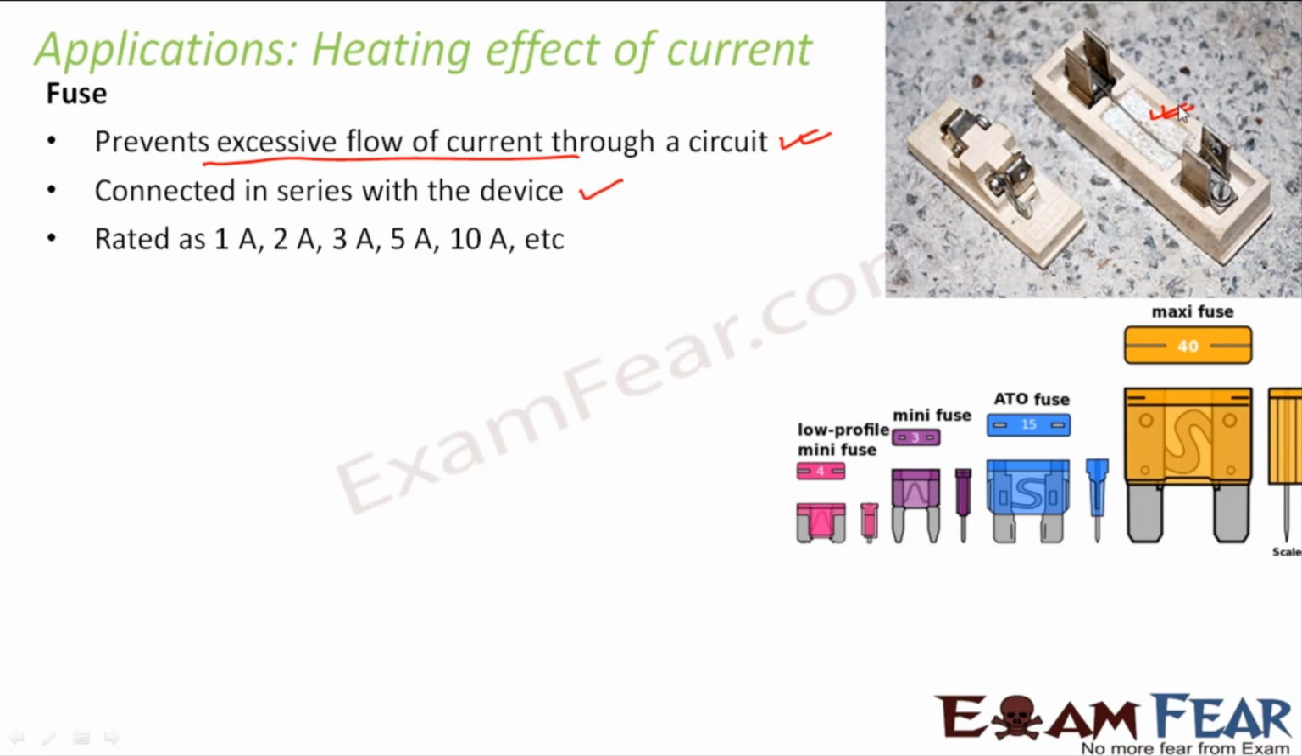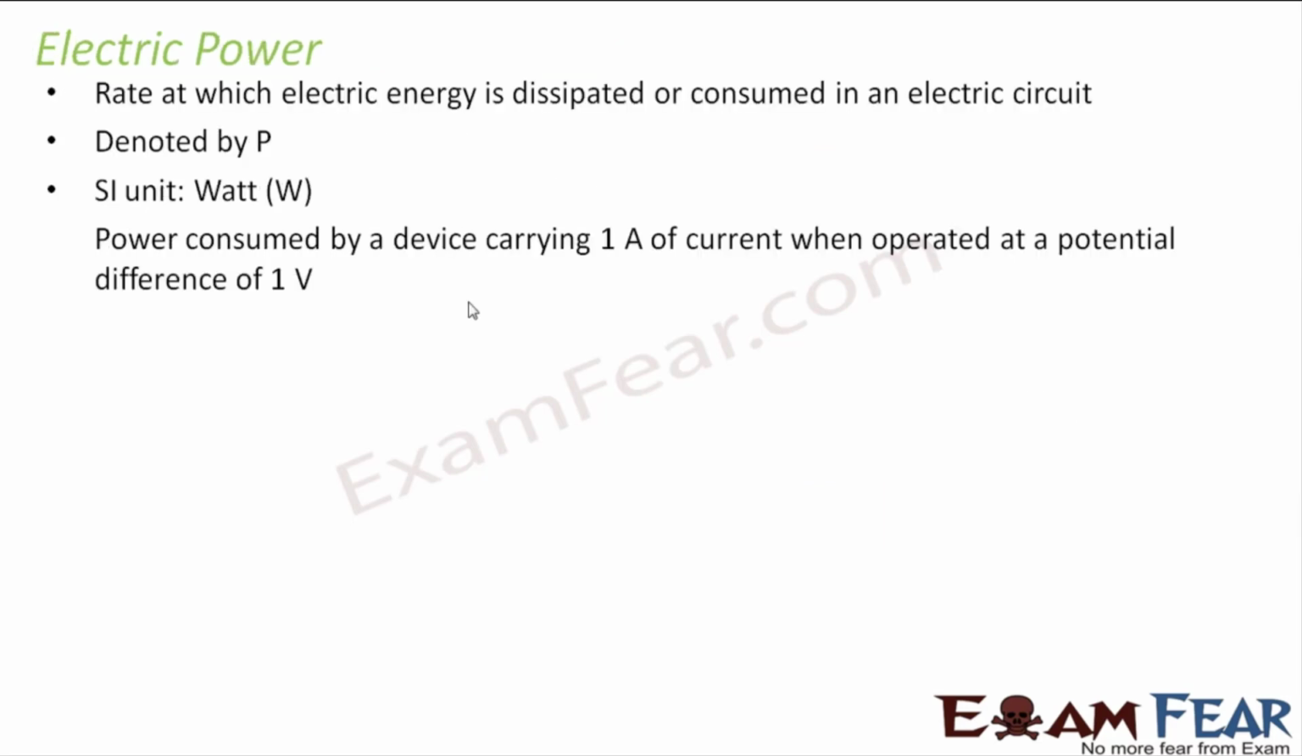Now let us define another important quantity associated with it, that is electric power. Just now we saw that the source energy got dissipated as heat across the resistor in the electric circuit. Now the rate at which this energy gets dissipated in the circuit is known as electric power. We have talked about power in one of our previous lessons, where we say that the rate of doing work is defined as power.